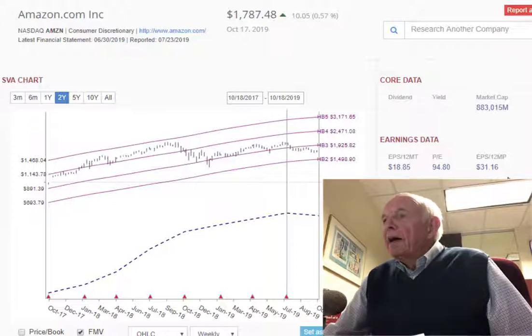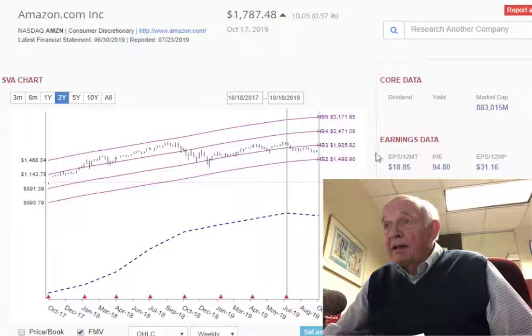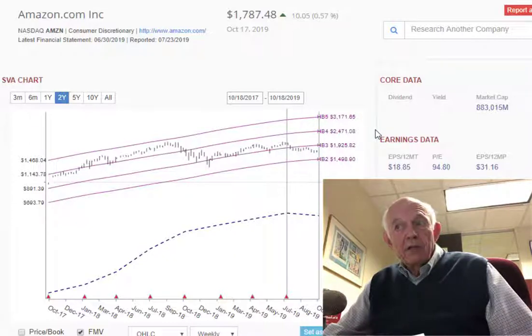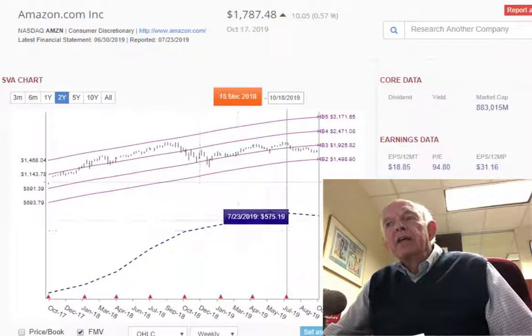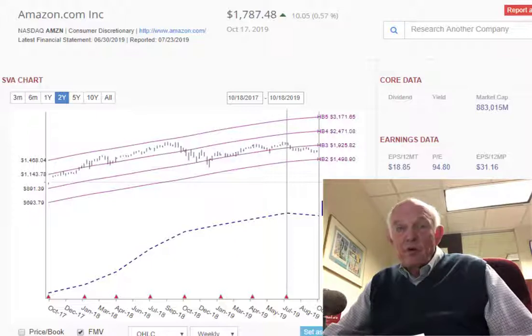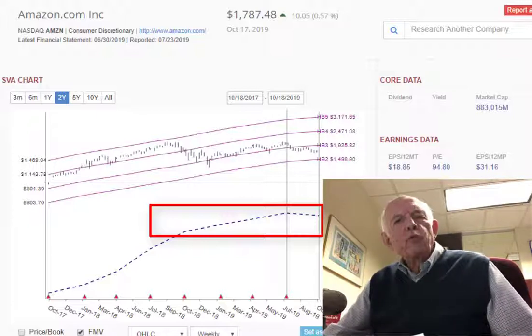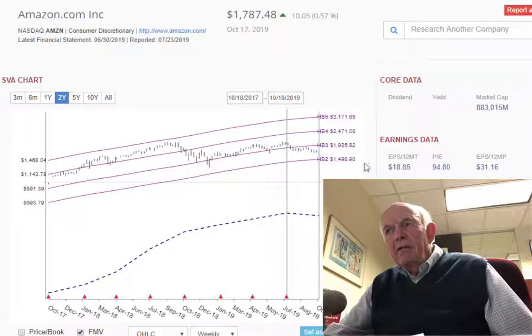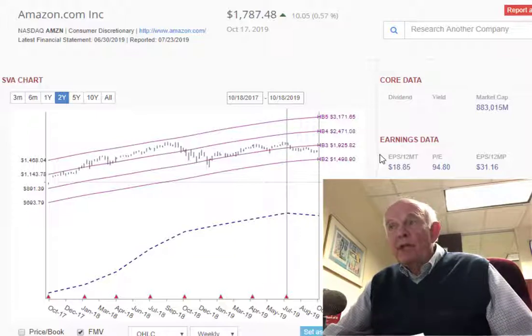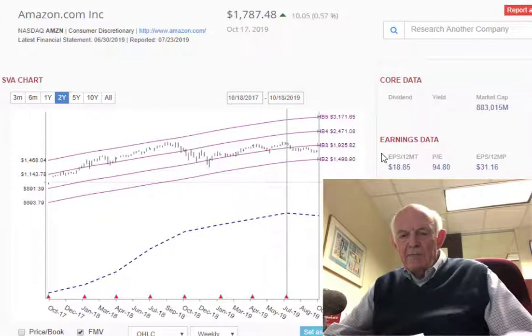Now, that means, of course, with rising earnings, therefore the fair market value will rise. In the case of Amazon, we note that the earnings forecast and therefore the fair market value, which is this line here, have been kind of flattening out. And with it, the line, the structure line, has been flattening out a bit. It's still growing, but it has been flattening out.